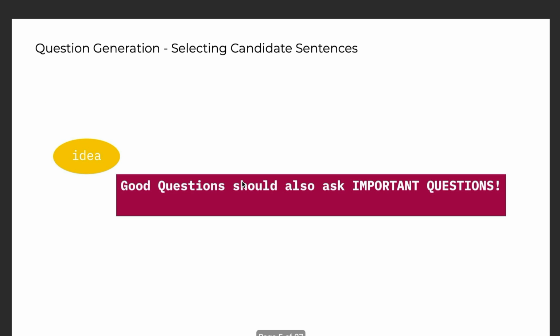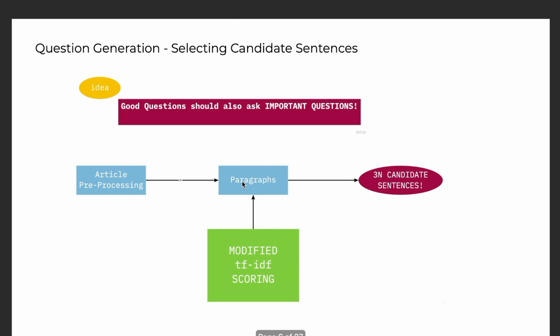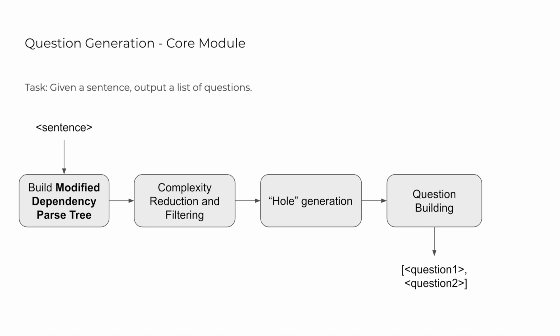After article pre-processing, we select candidate sentences to generate questions from. The idea here is that good questions should not just be grammatically correct and answerable from the passage, they should also ask important questions. To do that, we have a modified TF-IDF scoring scheme, which we use to find the most important sentences from the article, from which we then generate questions. We then generate questions from each sentence in a four-step process.